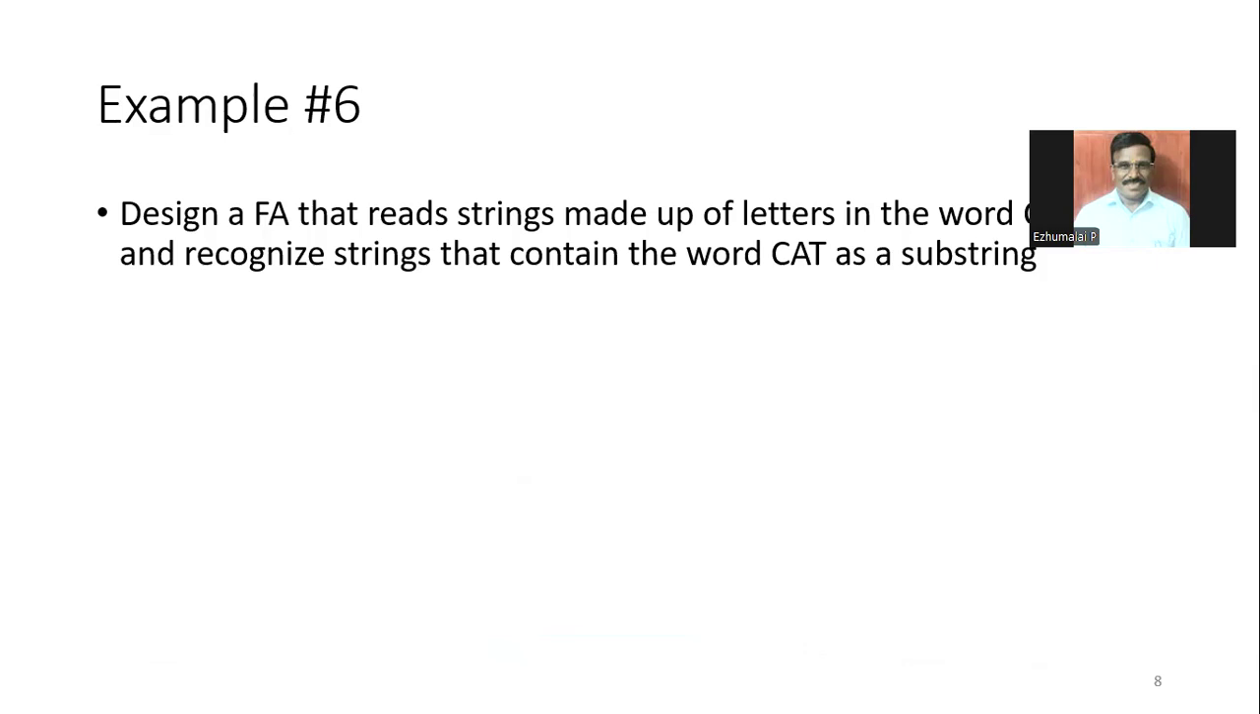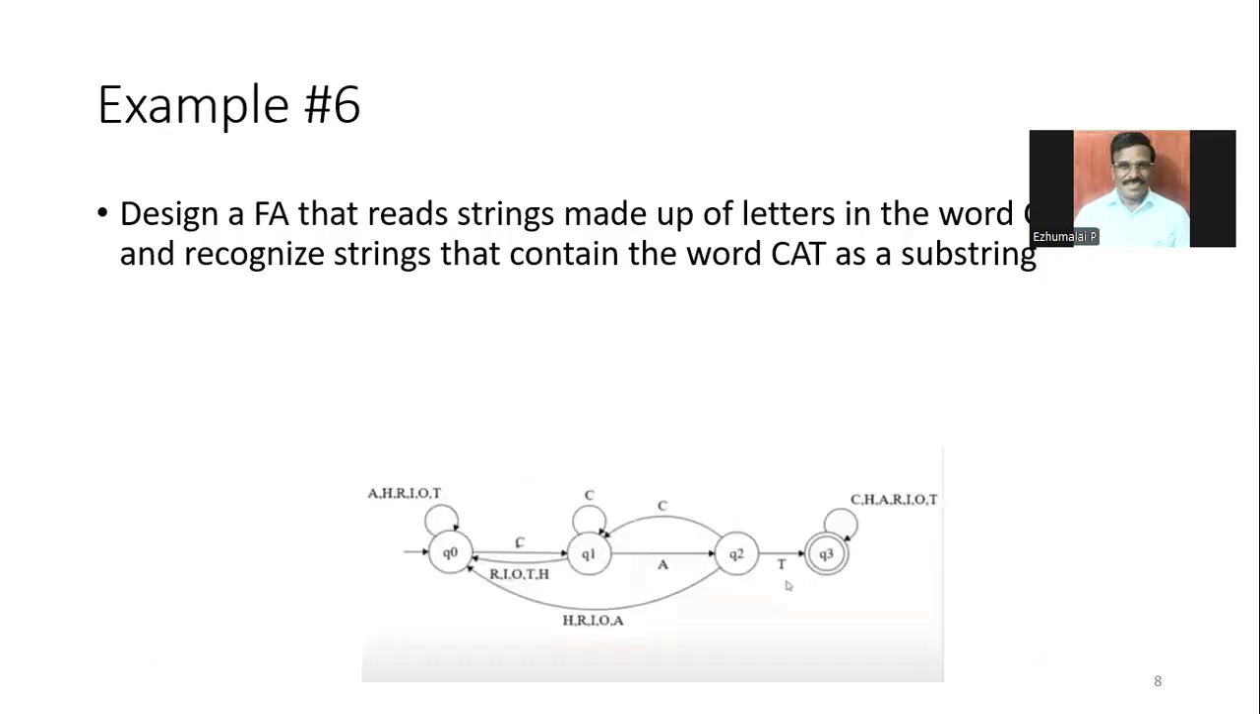Design a finite automata that reads strings made up of letters and recognizes the strings that contain the word cat as a substring. For cat, we are going to draw the finite automata. From the first state Q0, we give C as input. It goes to Q1. Again, a C gives a self loop. Giving A goes from Q1 to Q2. Giving T goes from Q2 to Q3. Q3 is the final state.